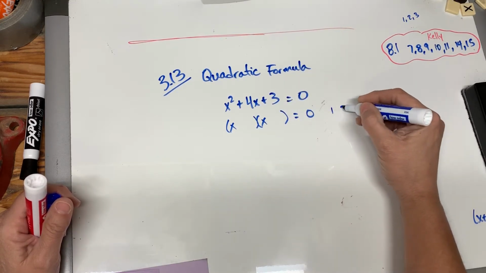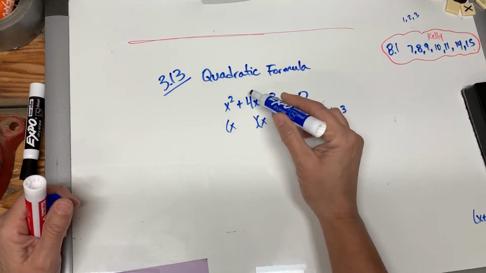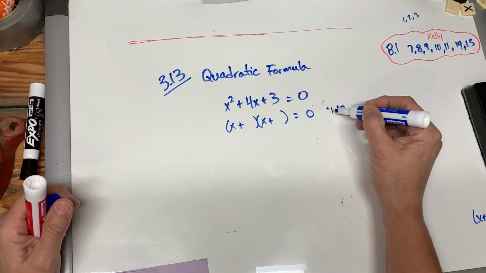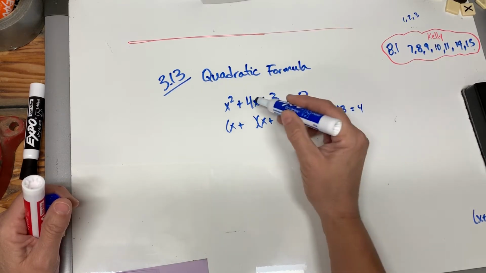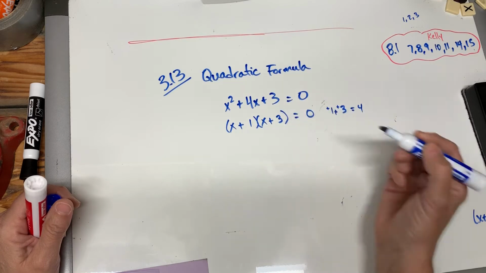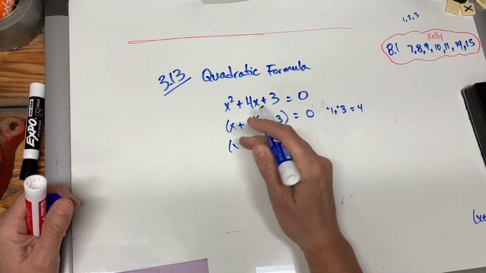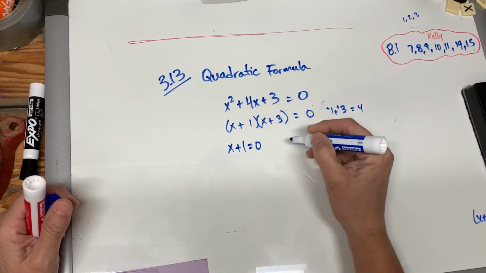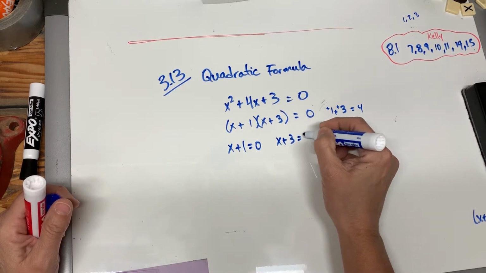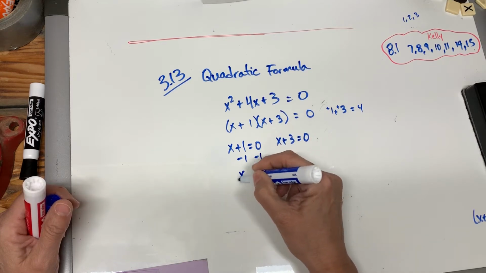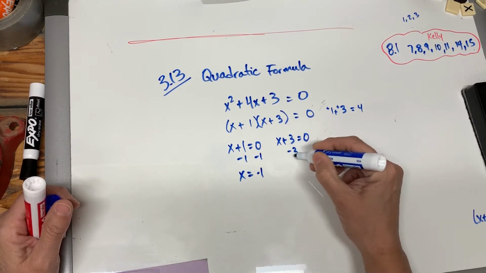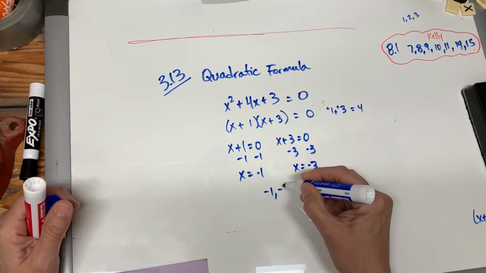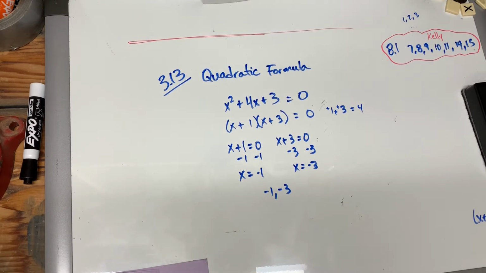Factors of 3 would be 1 and 3. Signs are the same, they're both pluses. So they add up to 4, which is what I wanted. So I have a 1 and a 3. I would then take each of these, using the zero product property, set them equal to 0, and get x is -1 or x is -3. So there would be my two answers, okay?